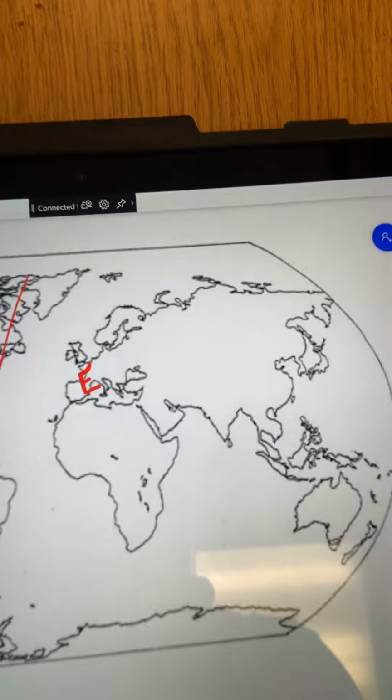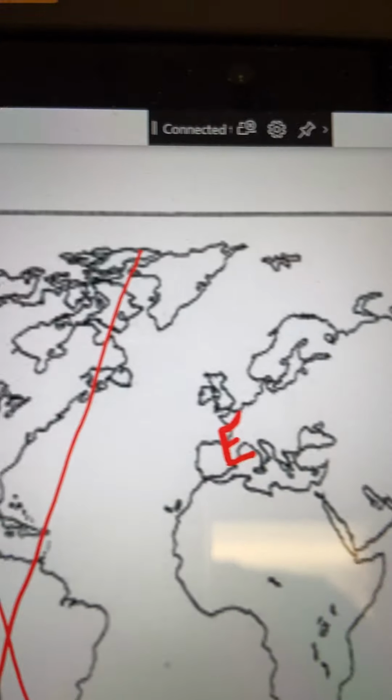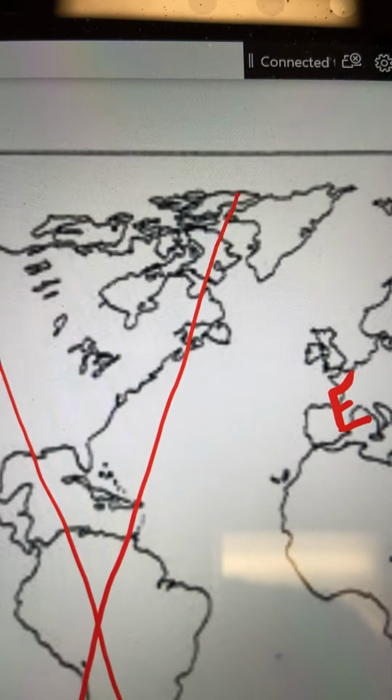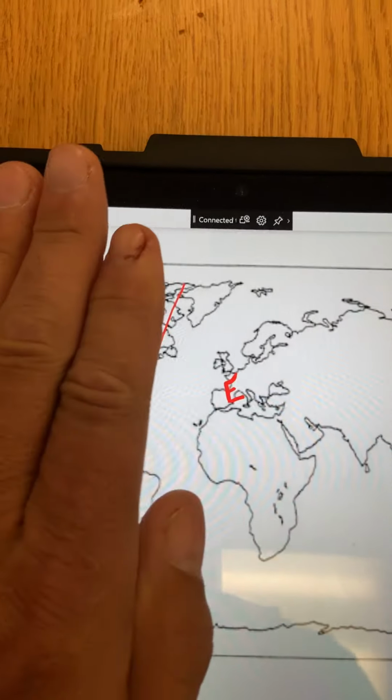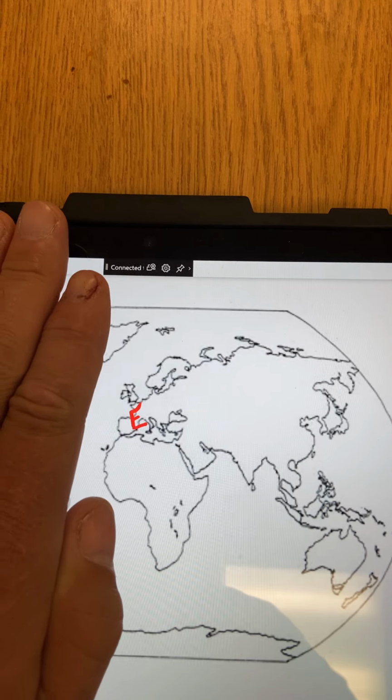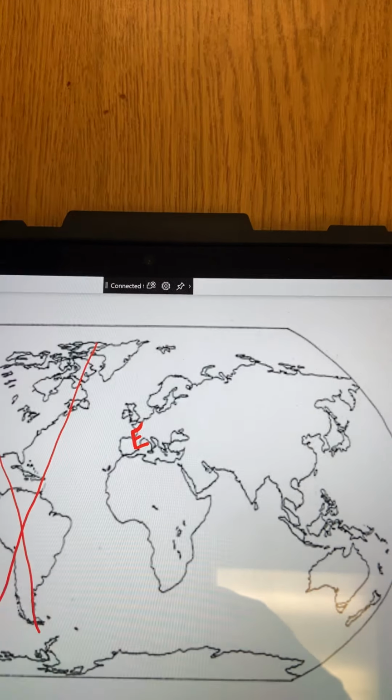Pretend it's not there. People in Europe did not know all of this was over here. So I want you to take your hand here. We'll block it out. Now, Christopher Columbus believed, unlike many people in his day, that the world was round, not flat.